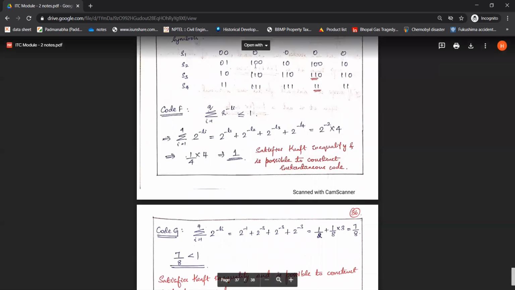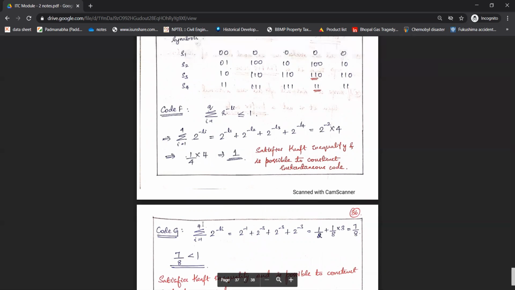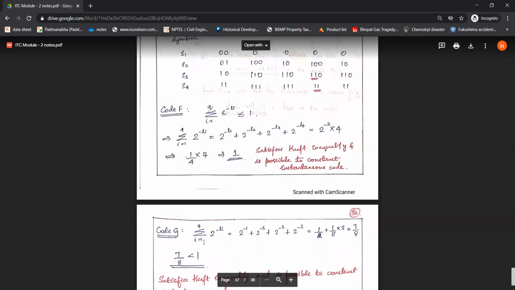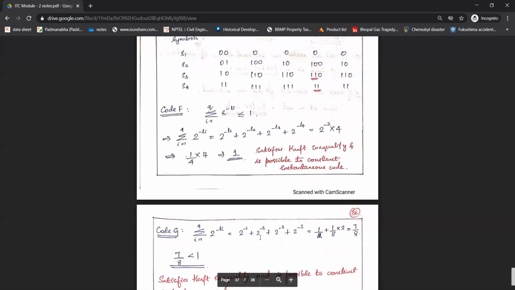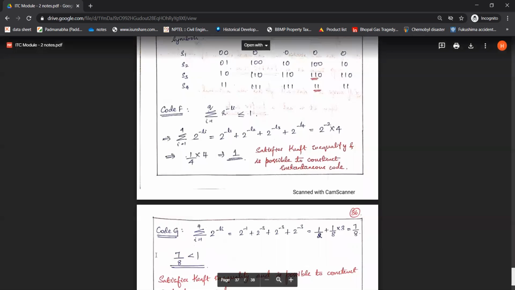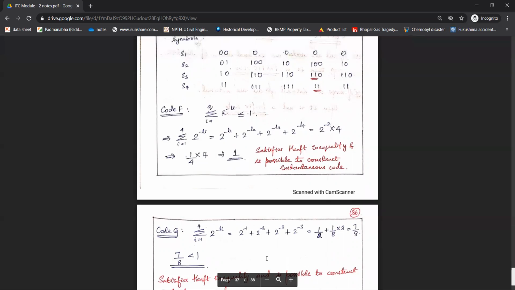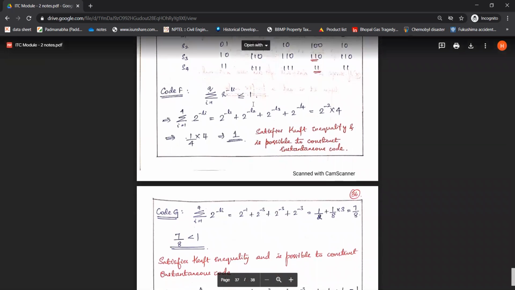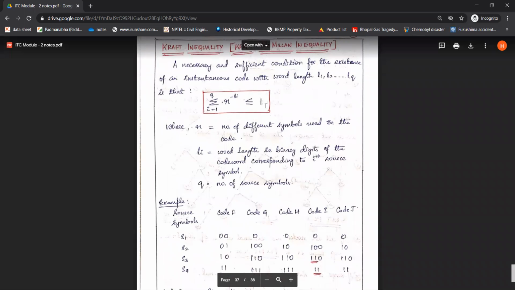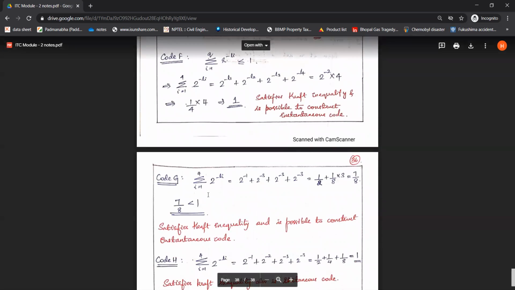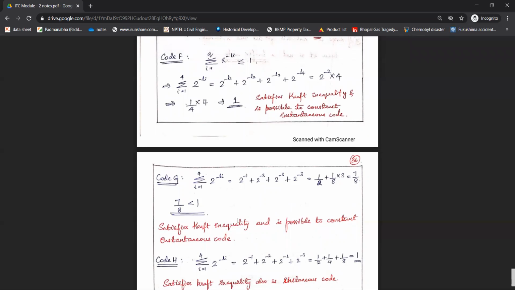Next, let's consider code G. Here also we have four symbols, so i equal to 1 to 4, and two different symbols are used. So 2 to the power minus li. The first code word length is 1, and all the other code word lengths are 3. So we write 2 to the power minus 1 plus 2 to the power minus 3 plus 2 to the power minus 3 plus 2 to the power minus 3. The value of this is 7 by 8, which is less than 1. The condition according to Kraft-McMillan is that it should be less than or equal to 1. Here it is less than 1, which means it satisfies the Kraft inequality, and it is also possible to construct an instantaneous code.